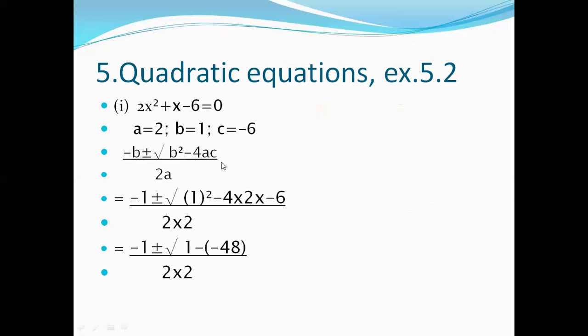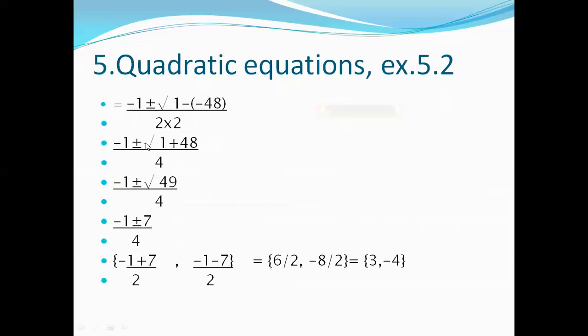So substitute these values in the formula. Minus 1 plus or minus root over b value 1, so 1 square minus 4ac, 4 into a is 2, into c is minus 6. So minus 1 plus or minus 1 square is 1 only, and 4 2s are 8, 8 6s are 48. So what will we get here? Minus 48. So minus of minus 48. Then 2 into 2, that is, you write 2a. So 2 into a value is 2.